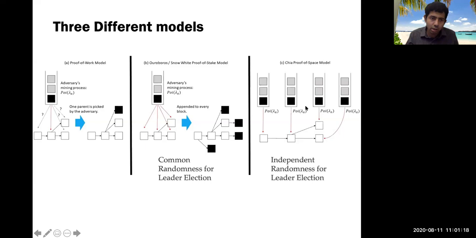For example, here, what we're showing is the adversary in the Ouroboros model. The adversary is able to grow blocks only by a common mining process, whereas in the other model that I just talked about, which is also used, for example, in Chia's proof of space protocol, the mining is actually independent across the different blocks. So you have many different independent arrivals. For each block, there is a separate Poisson process created and arrivals occurring independently on each block. So it's an extremely powerful adversary model.